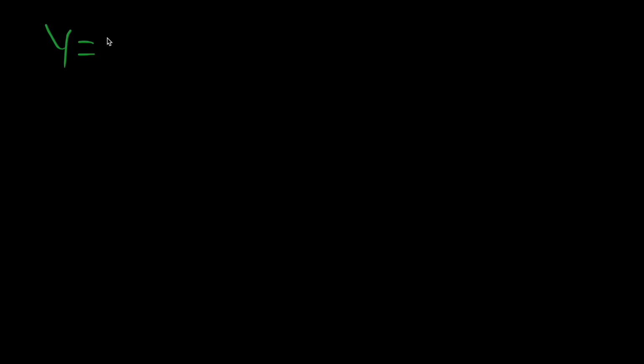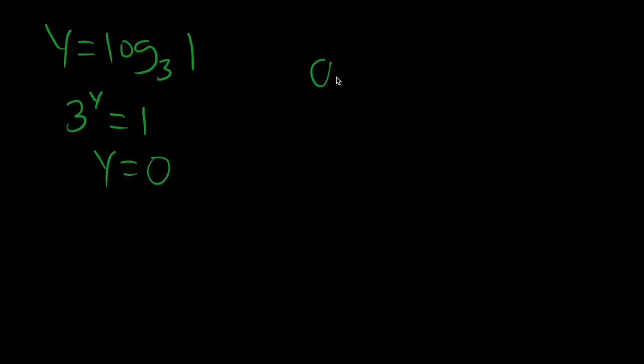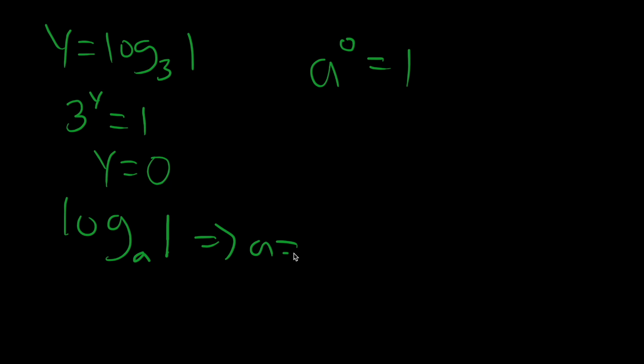y is equal to log base 3 of 1. How do you solve for y? So 3 to the power of y is equal to 1. Then y must be equal to 0, because any number to the power of 0 is going to be equal to 1. So here what we can say is log base a of 1 is 0, because any number to the power of 0 is equal to 1.